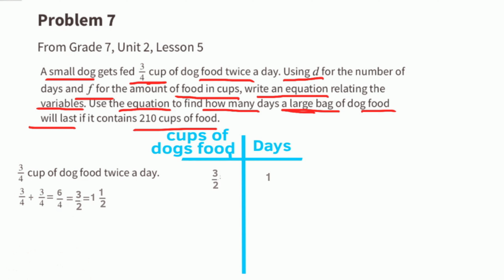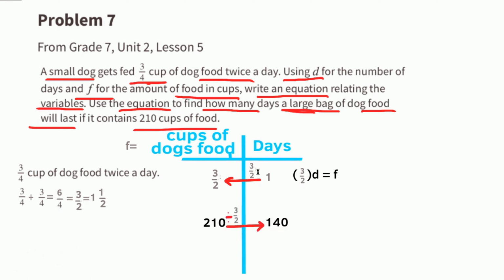I'll use the fraction 3/2 so I can avoid using mixed numbers. The amount of food divided by 3/2 equals the number of days. In this example, 3/2 divided by 3/2 equals 1, so that would be 1 day. This also means that 3/2 times the number of days equals the amount of food.